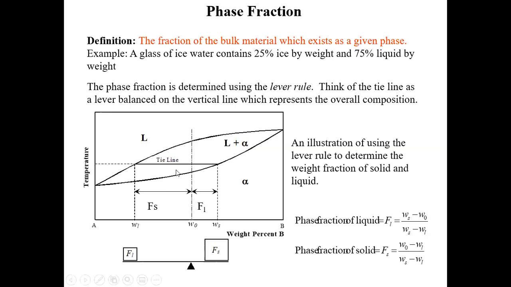Now, in particular, the amount of liquid phase in the system is proportional to the so-called liquid arm, which is computed as the solid composition minus your initial composition. And the amount of solid phase is proportional to the so-called solid arm, which is obtained by taking the difference between your initial composition and the liquid composition. Okay, so this is called the lever rule because your solid arm is determined by the liquid composition and the liquid arm is determined by the solid composition.